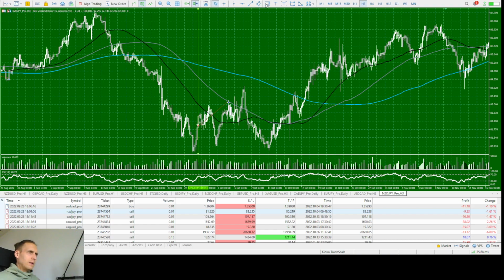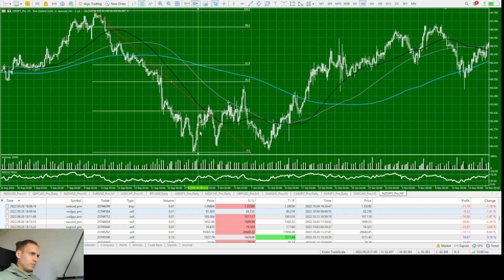Trying to short it there, hoping for a shallow pullback. It was again with a pip range and not with a time range. In the time range it wasn't.